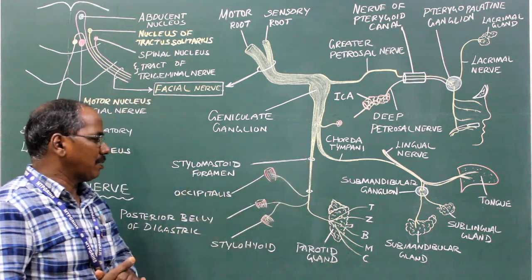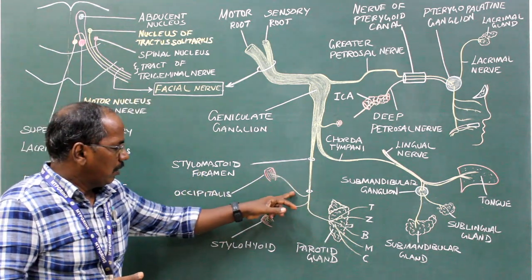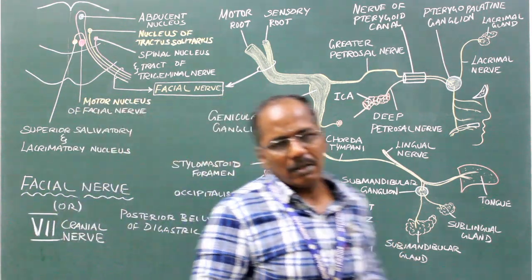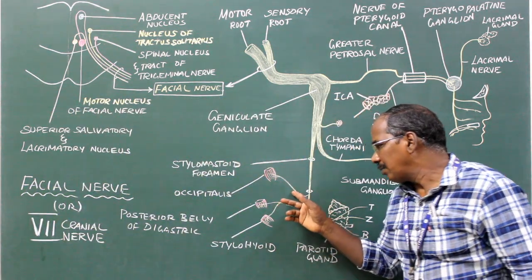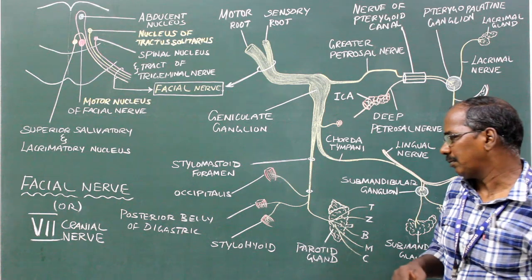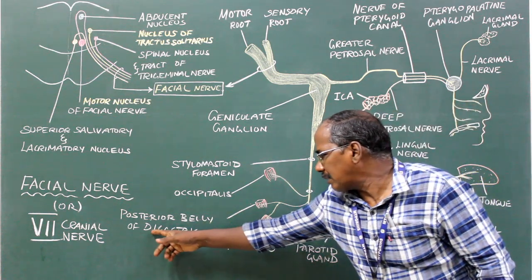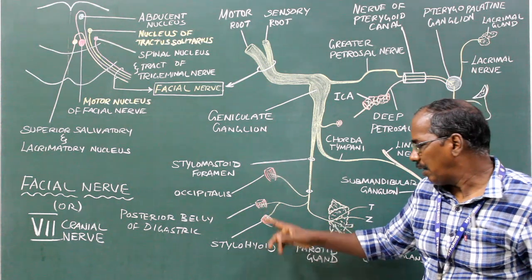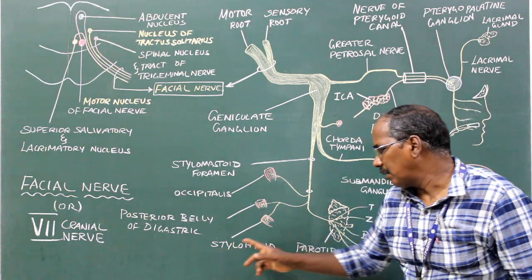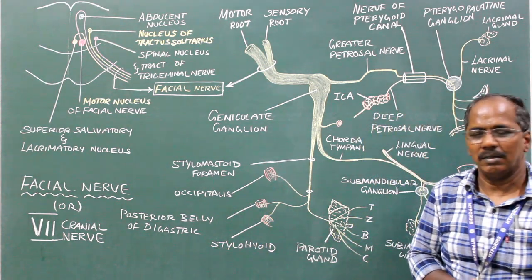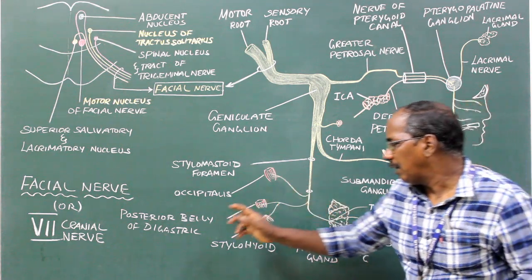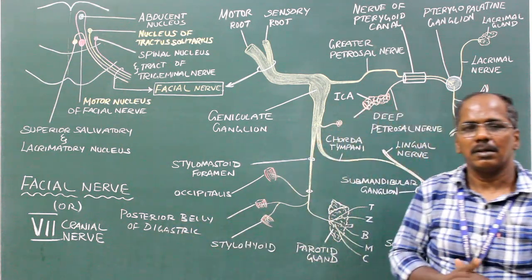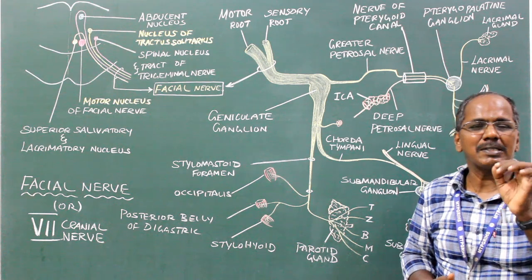Emerging from the stylomastoid foramen, P stands for posterior auricular nerve, D stands for nerve to the posterior belly of digastric, and S stands for nerve to stylohyoid muscle. So PDS, public distribution system.